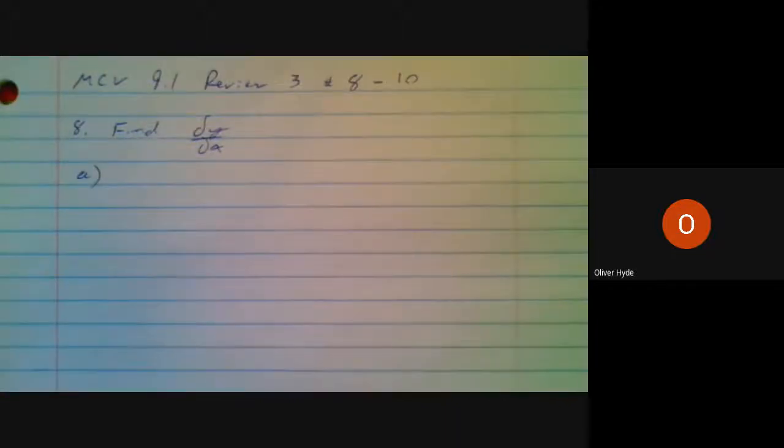Hello, Riles. This is part 3 of our course review, looking at question 8, 9, and 10 of our review sheet, exponential and trigonometric derivatives. So we're on question 8. Question 8 focuses on trigonometric expressions, and we are asked to find an expression for delta y by delta x in each one of these cases.